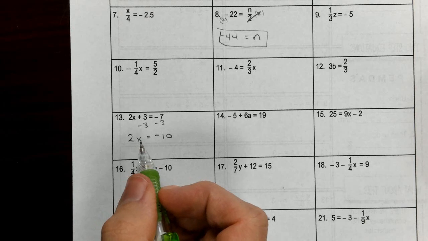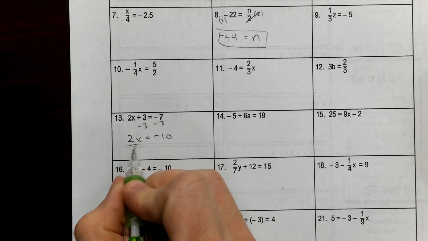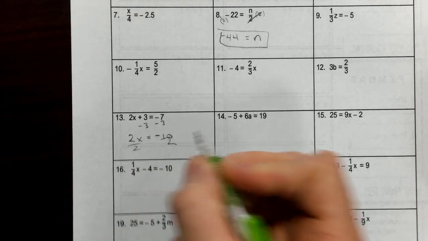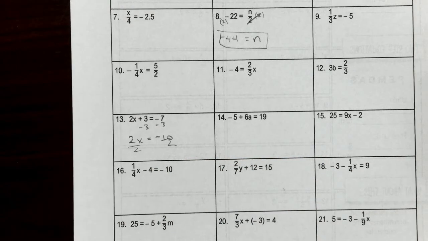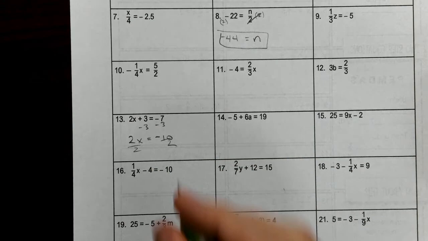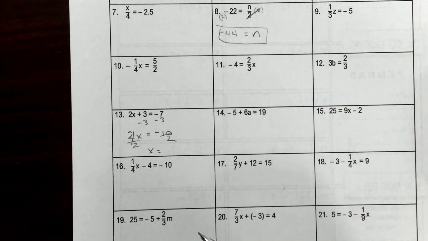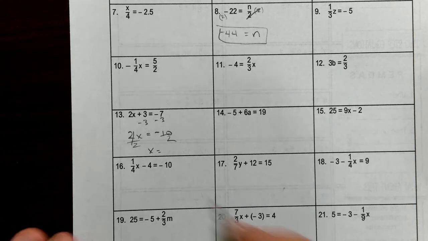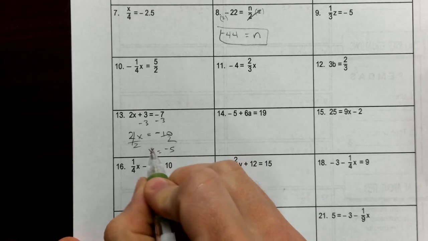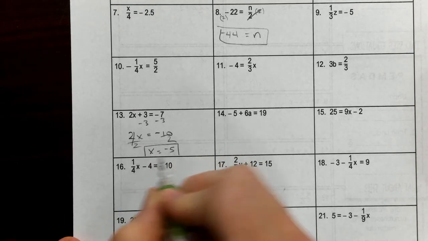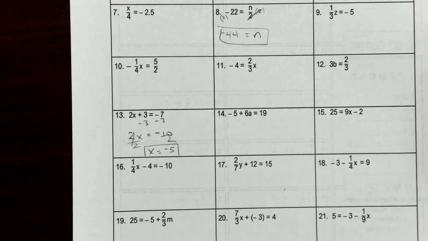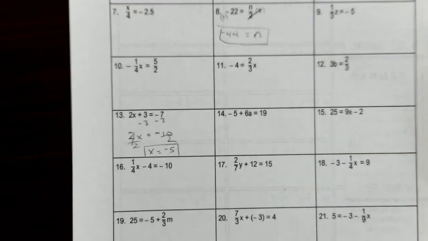Divide by 2. Absolutely. Those cancel out. I'm left with x equals what? -5. -5. Great job. Fantastic.